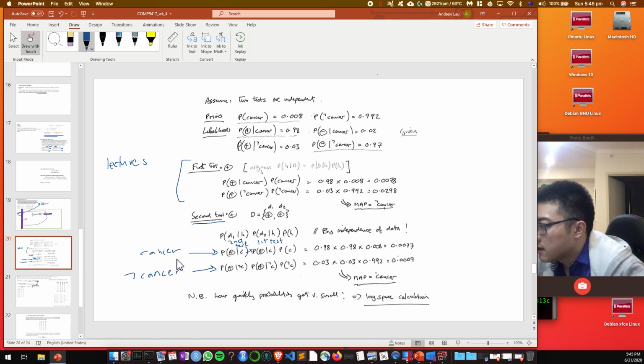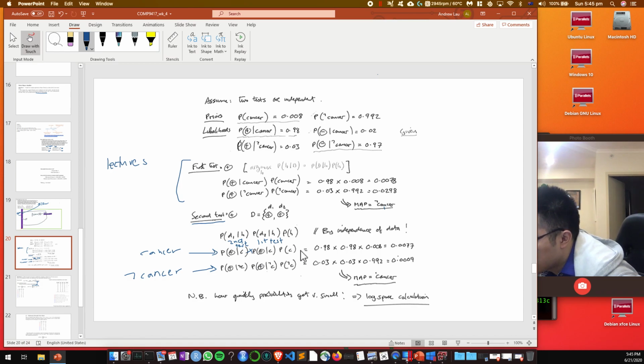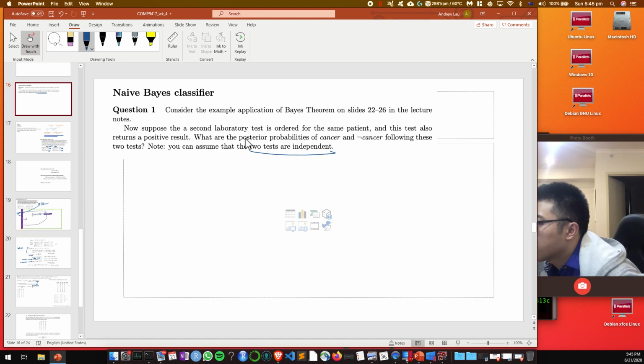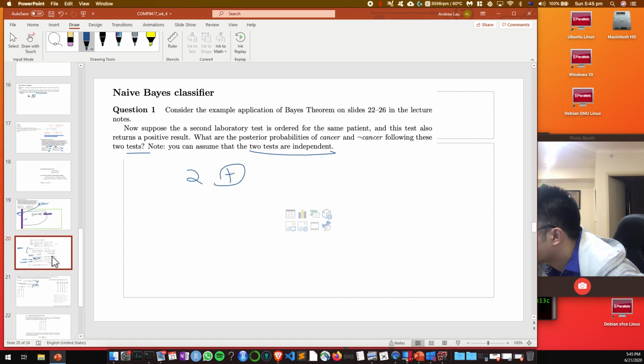Now, the probability of the second test coming positive. So this is what the question's asking. It's saying, now assume you have two. So this is asking about two. What happens if you have two positive tests?